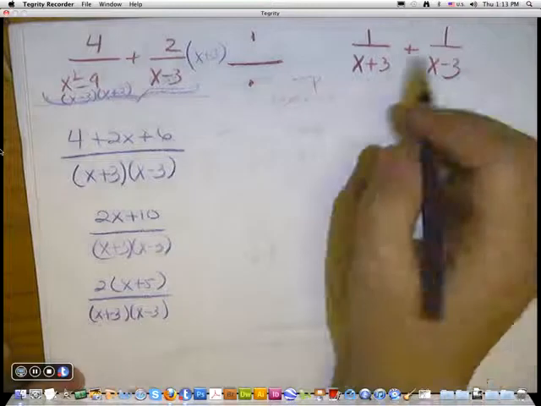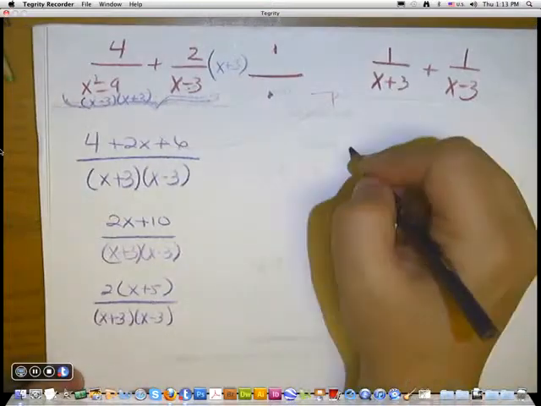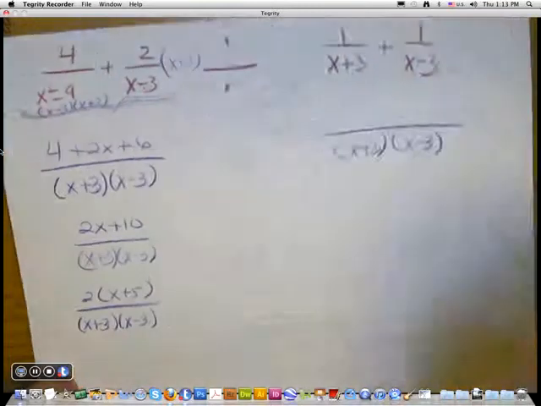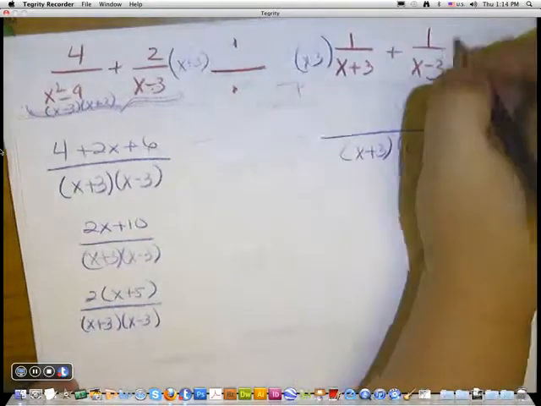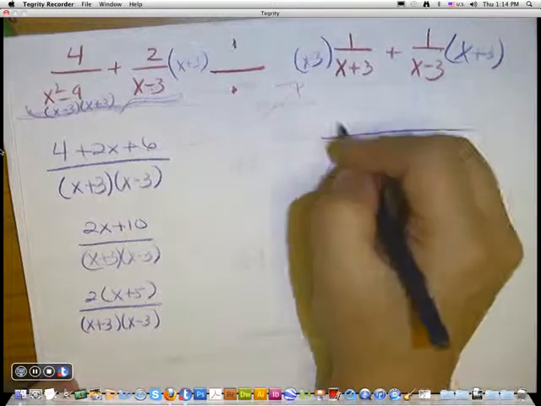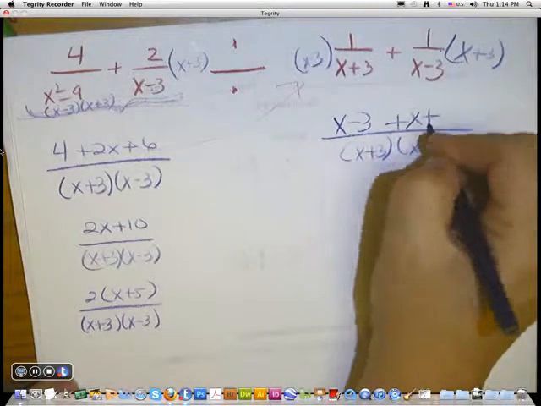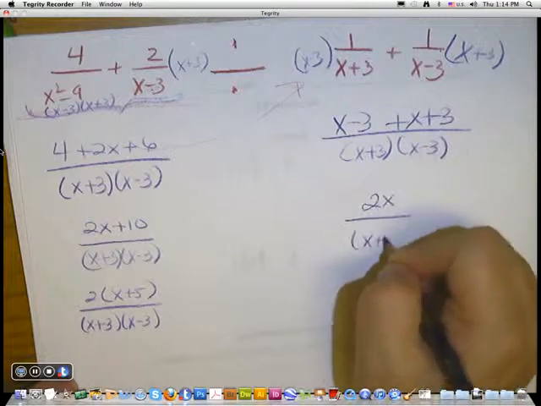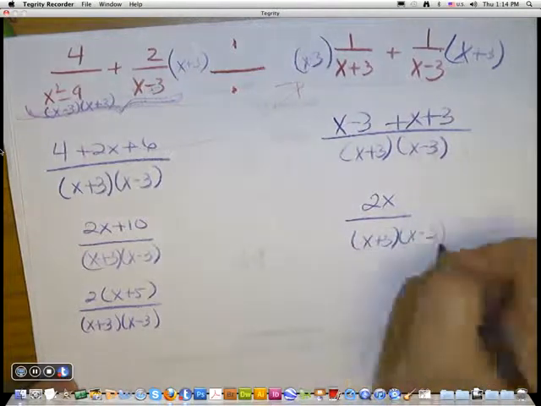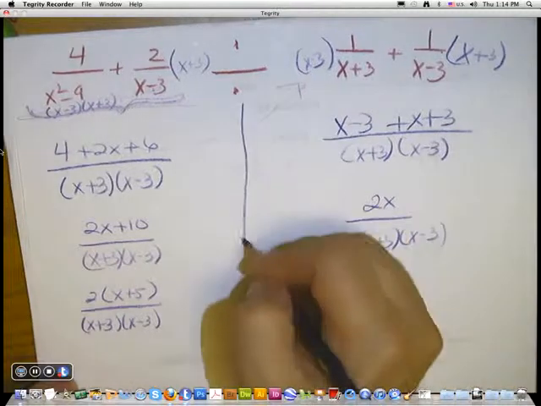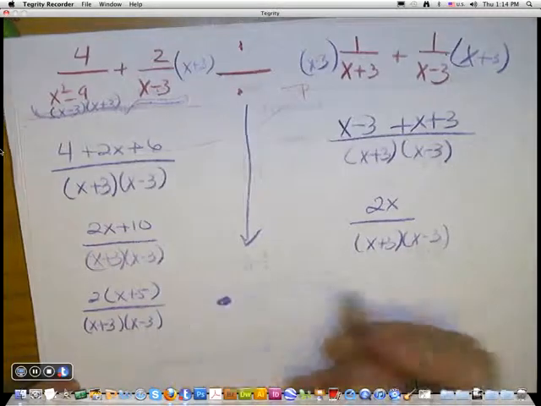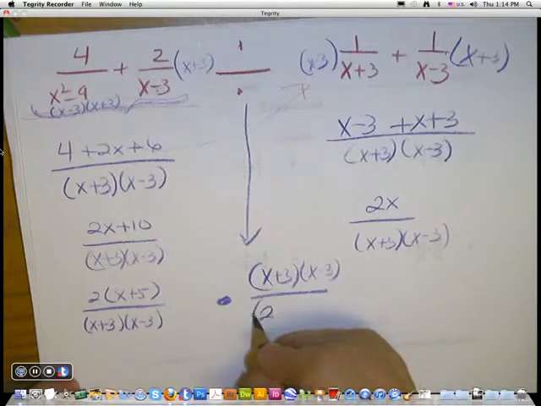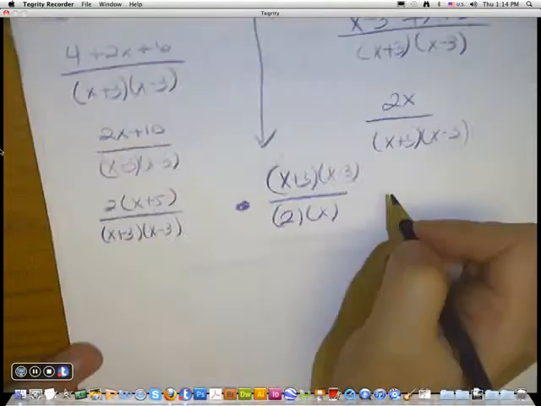Alright, the other side needs one of each. So we have x plus 3 and x minus 3. First one's missing an x minus 3. The second one is missing an x plus 3. So we get x minus 3 plus x plus 3. So we're going to get 2x over x plus 3 and x minus 3. Remember, that's a big divide. So now we're multiplying by the reciprocal. x plus 3, x minus 3 all over 2x.